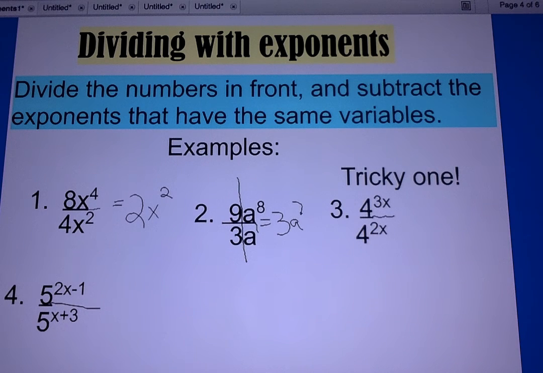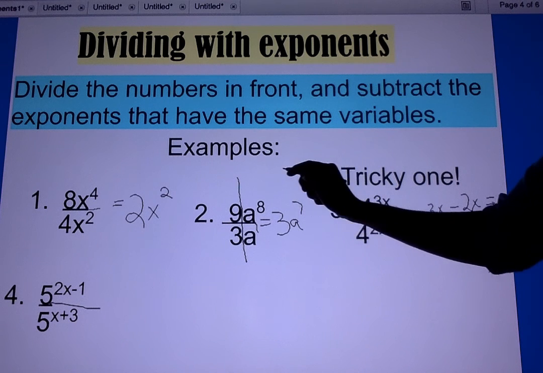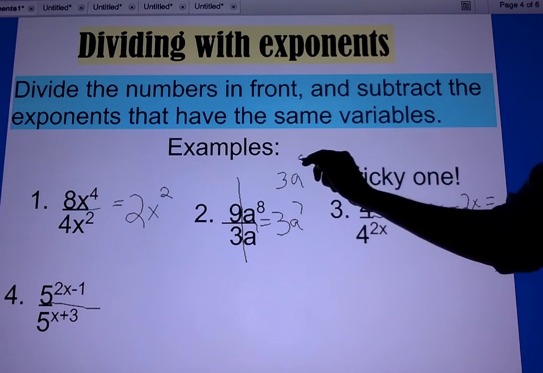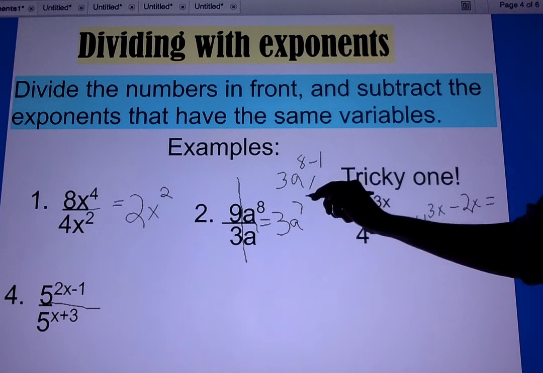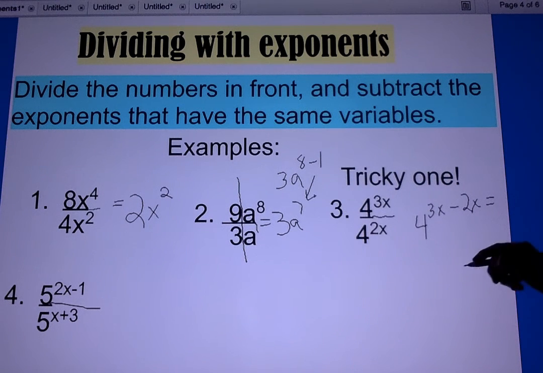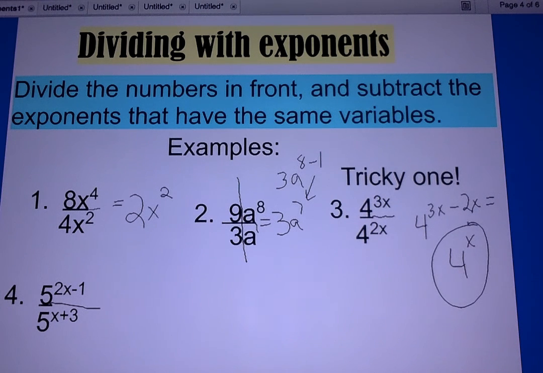4 to the 3x over 4 to the 2x. All I can do is I can go 4 to the 3x minus 2x. And what does that equal? Because over here I could have done 3a to the 8 minus 1, and I got 7 there. So this would be 4, 3x minus 2x is just 1x, and I just put it as x. I could also put 4 to the 1x, but usually you don't put the 1 in front.